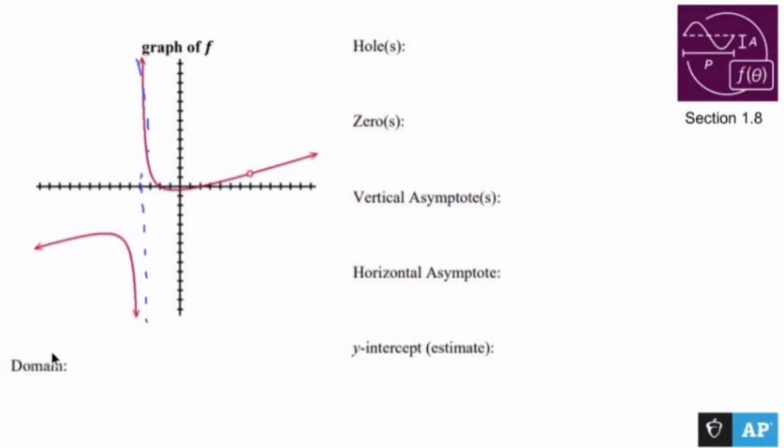First and foremost, domain. The only number that you're not allowed to plug in appears to be negative 4 because that's where a vertical asymptote exists. So negative infinity to negative 4, union negative 4 to infinity appears to be my domain. My hole seems to live right there, and that's at 1, 2, 3, 4, 5, 6, 7. So my hole exists at x equals 7.